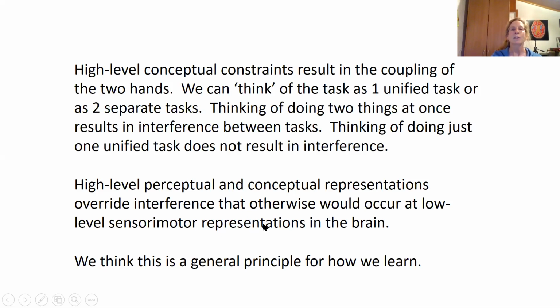When the person began to learn the task of playing the piano, the person was thinking about what the right hand needed to do in terms of the fingers hitting the keys and what the left hand needed to do. The person was thinking of the task at the lower level sensory motor representations. But once learned, the person is now thinking of the melody, or a person who's really good could think of improvising, maybe having even a complex melody going on. Those high-level constraints override the low-level sensory motor representations in the brain. And we think this is a general principle for how we learn.